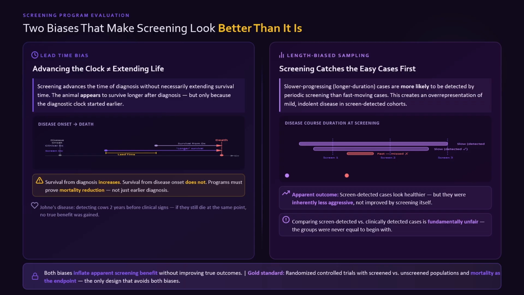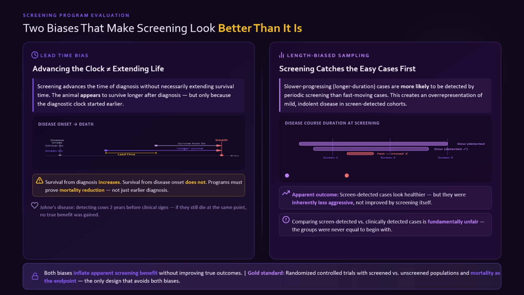First, lead time bias. Advancing the clock isn't the same as extending life. Screening detects disease earlier than clinical signs would, so animals in the screen group appear to survive longer after diagnosis. Their survival curves look better, and the program looks like a win. But here's the trap. We haven't changed the outcome at all. The animal still dies at the same age and the disease still progresses at the same rate. All we did was start the clock earlier.